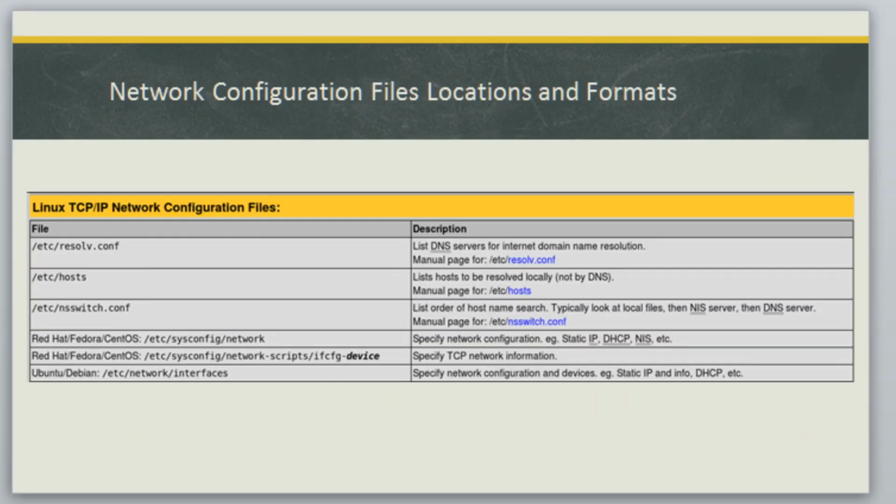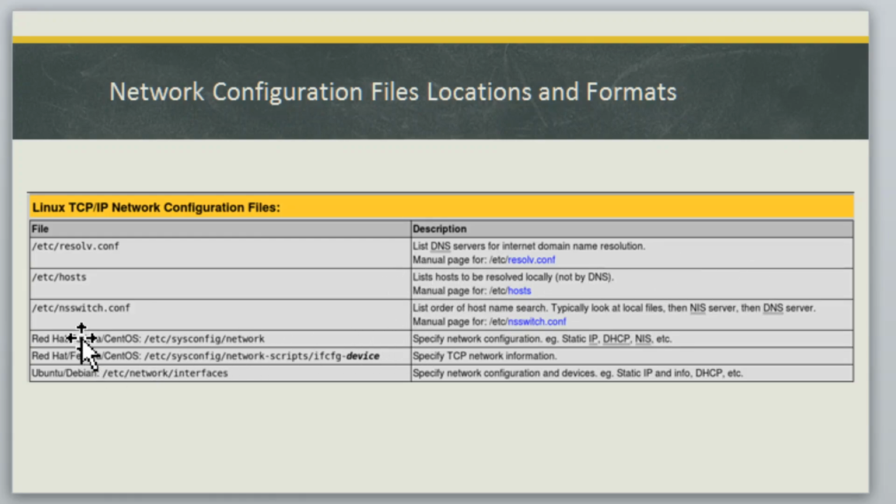Let's go ahead and talk about some of these network configuration files and locations. So first one we've got here is /etc/resolv.conf, and this is going to list DNS servers for internet domain name resolution. We also have /etc/hosts, and this is going to list hosts to be resolved locally, not by DNS.